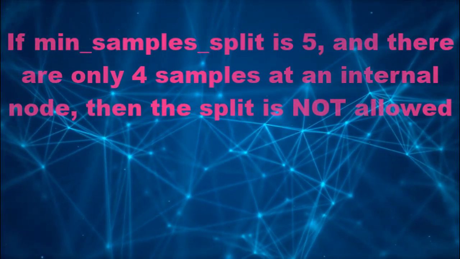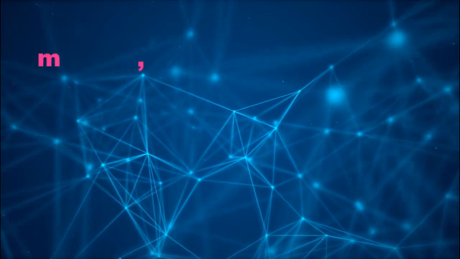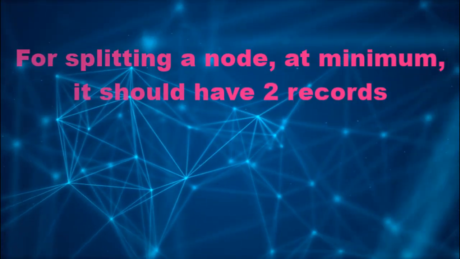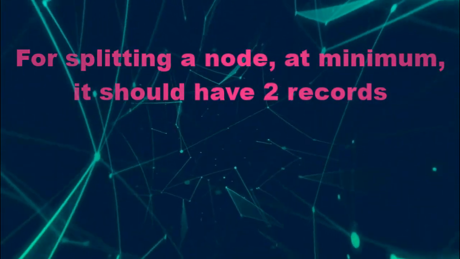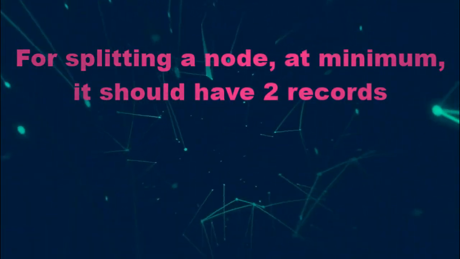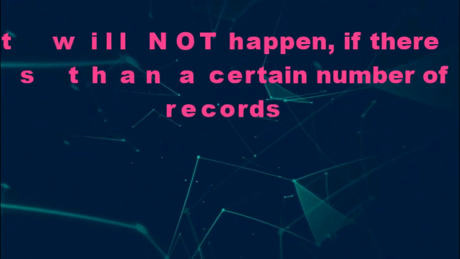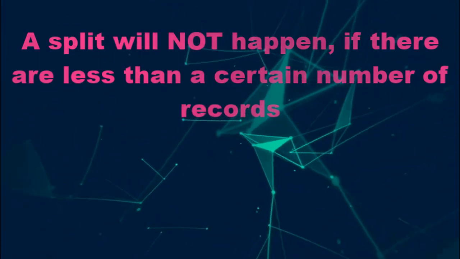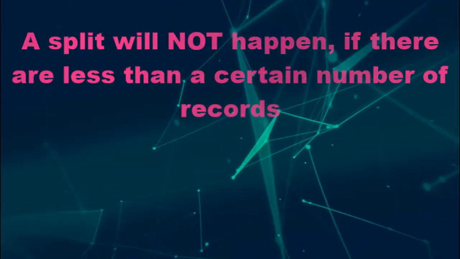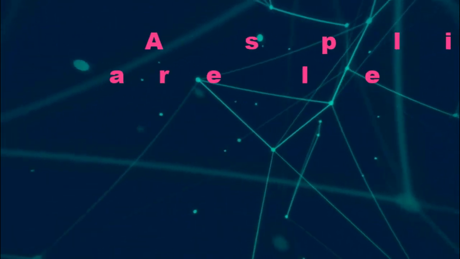If you are splitting a node at minimum, it should have 2 records, which after splitting will go into 2 nodes. This will give 1 record to each node formed due to split. Therefore, a split will not happen if there are less than a certain number of records specified by minimum sample split in a node. Minimum sample split takes integer values or float values. Its default value is 2.